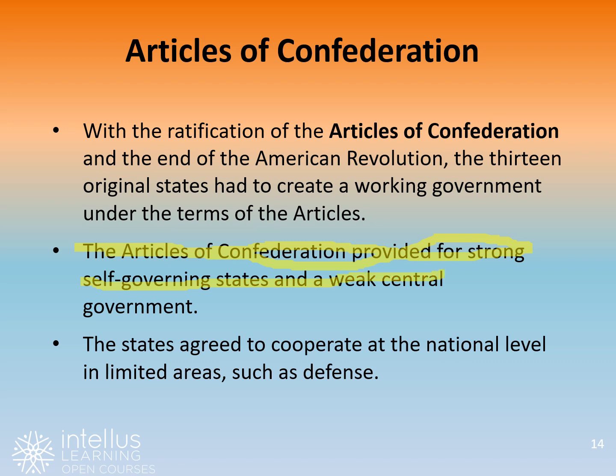So in some of the colonists' views, they really wanted the states to have power because they feared that a centralized government would be too much like a monarch. So the Articles of Confederation were crafted specifically to give states more powers than the new centralized government. The states agreed to cooperate at the national level in limited areas such as defense.